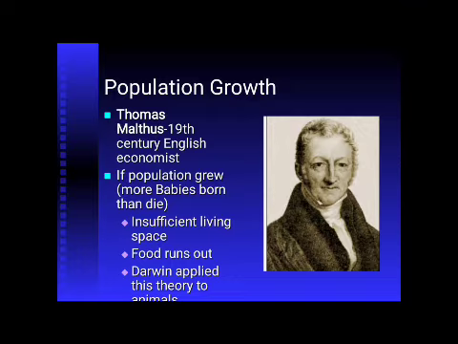Malthus's theory of population growth. He gave some examples, like the production of food grains. Production of food grains is in arithmetic progression, and that of population growth is in geometric progression. He was an English economist. Population grows as more babies are born than die. Insufficient living space. Food runs out.